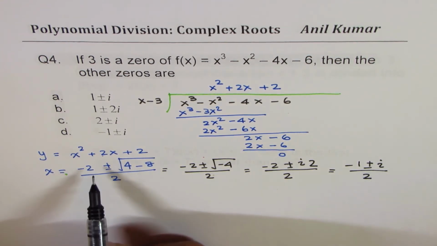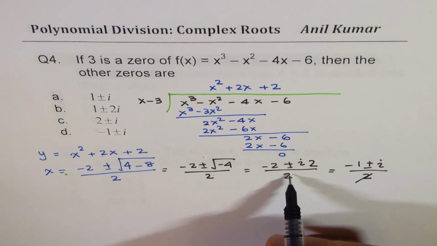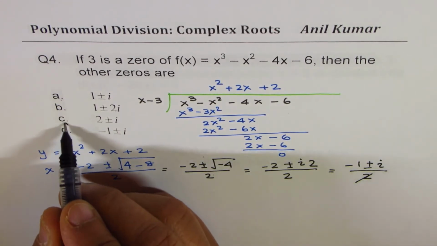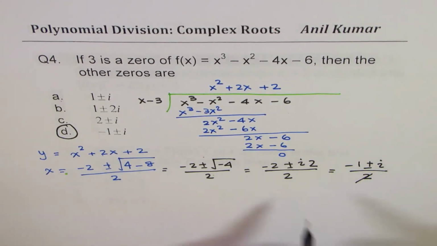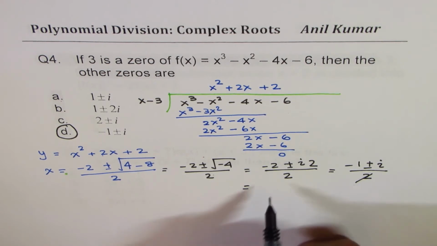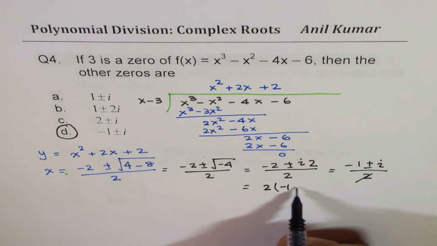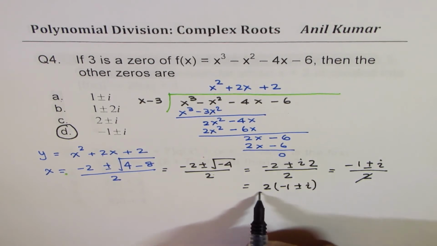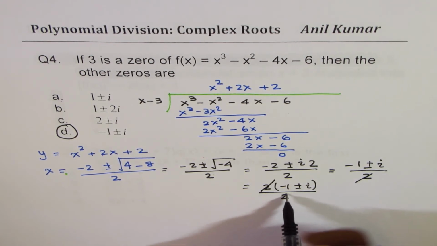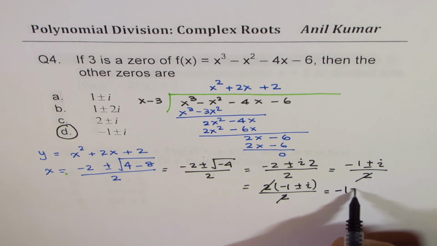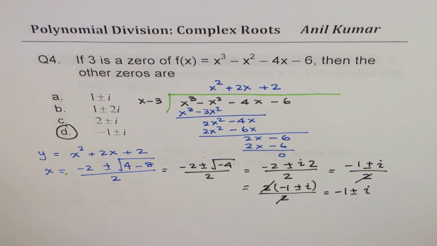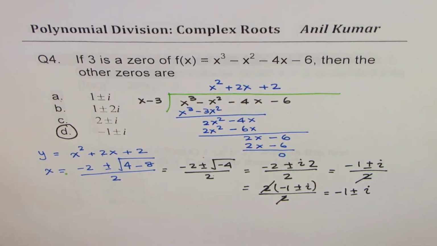So 2 is a common factor. Correct? So let me redo this. I made a mistake here. So we could factor out 2 here, right? So we could get minus 1 plus minus i over 2. So this 2 and 2 cancel and we get minus 1 plus minus i. Correct? So option D is the right option.